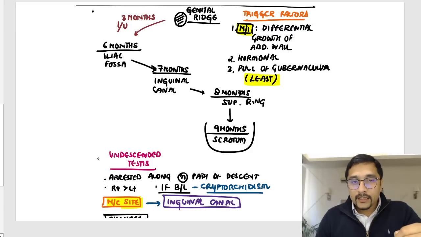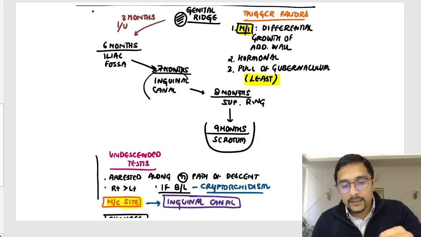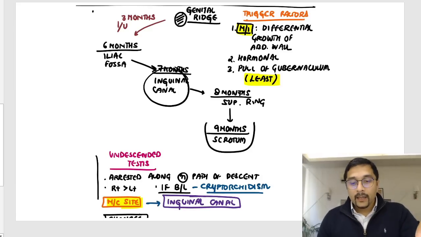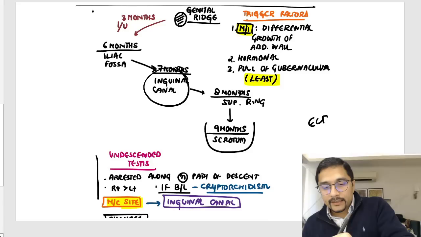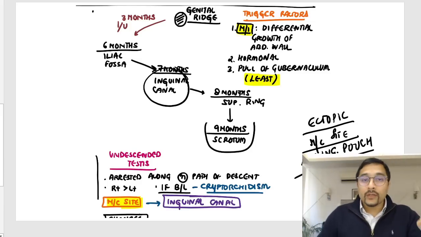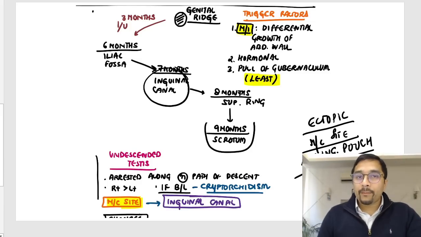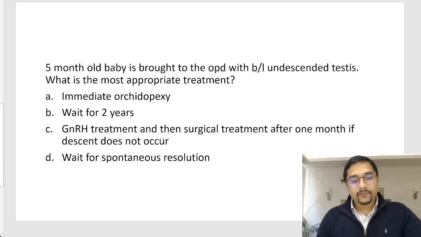Undescended testis is when it is arrested along the normal path, and the most common site is the inguinal canal. But if it deviates from the path, we call it an ectopic testis. And the most common site for ectopic testis is the superficial inguinal pouch. So please don't make this mistake. You have to read carefully. If they ask ectopic, then it is superficial inguinal pouch. Whereas if they ask undescended, it is the inguinal canal.